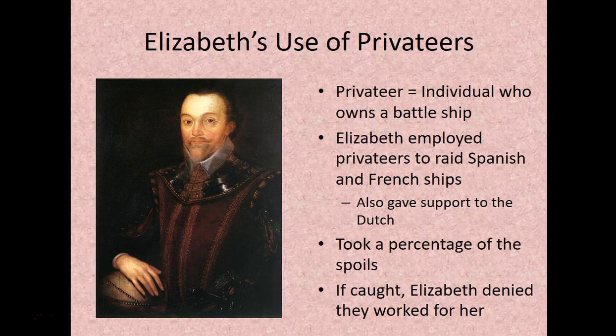Kind of like, remember when Henry the Navigator gave explorers money and he expected some money, he expected 20% in return? Elizabeth gives permission for these English sea captains, these privateers, to go out and steal from the Spanish and the French, and she's going to want a percentage of what they stole.